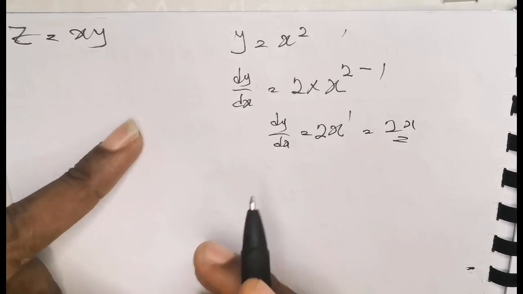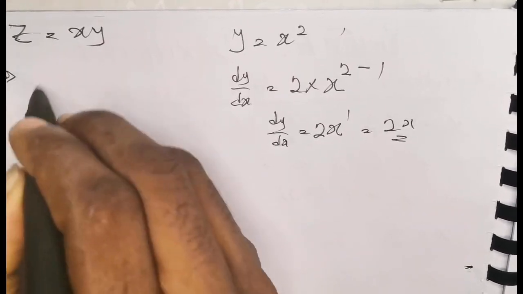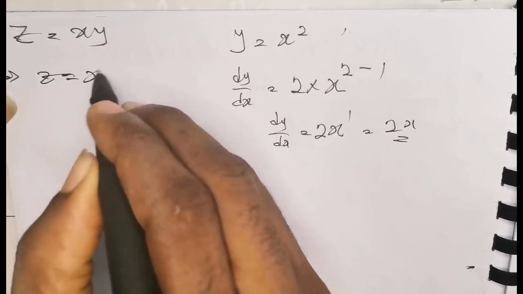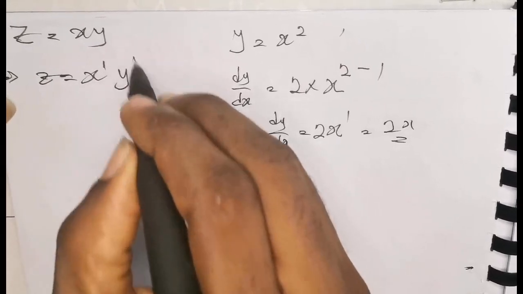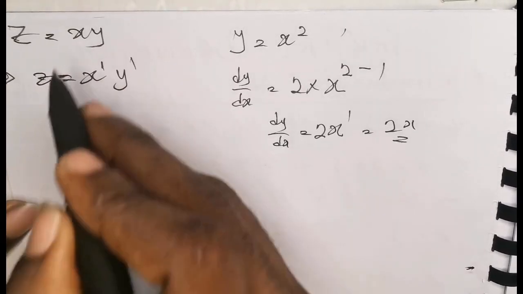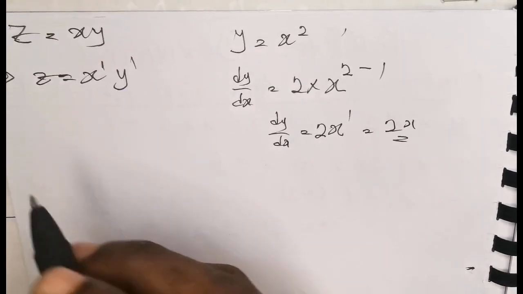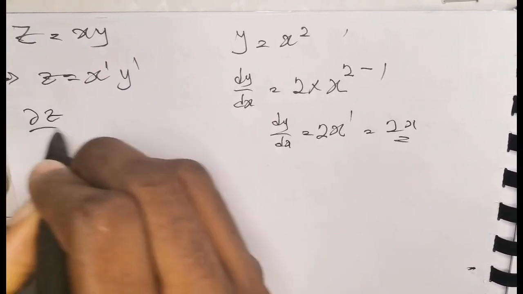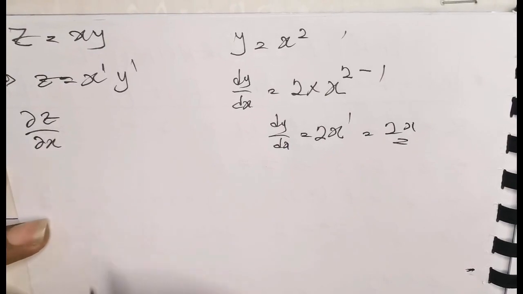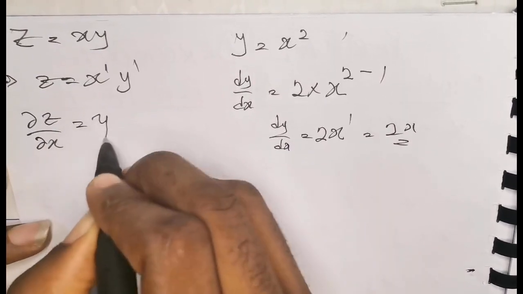So the same thing applies here. I have z equal to xy. This simply implies that z is equal to x to the power of 1 times y to the power of 1, because x to the power of 1 still remains x, y to the power of 1 still remains y. Now, I want to differentiate z with respect to only x, that is a partial derivative. In that case, I say you hold y as a constant.